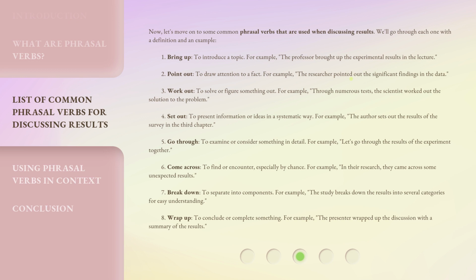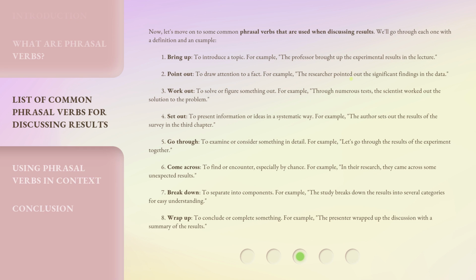Now, let's move on to some common phrasal verbs that are used when discussing results. We'll go through each one with a definition and an example. 1. Bring up, to introduce a topic. For example, the professor brought up the experimental results in the lecture. 2. Point out, to draw attention to a fact. For example, the researcher pointed out the significant findings in the data.